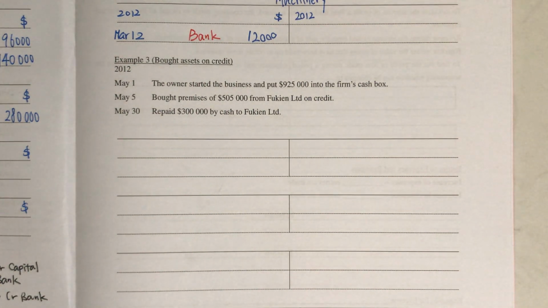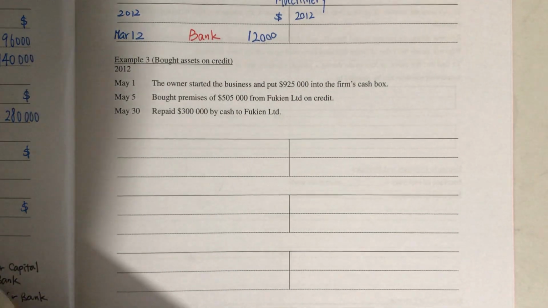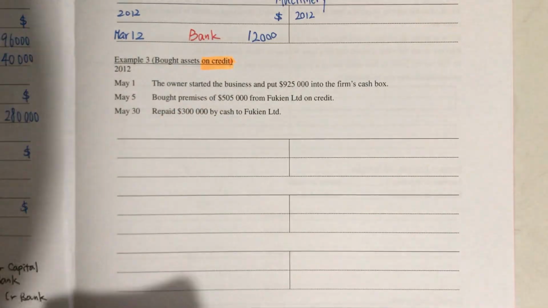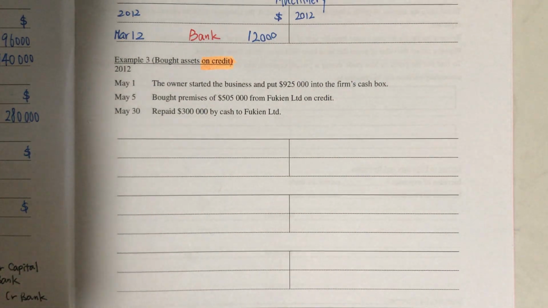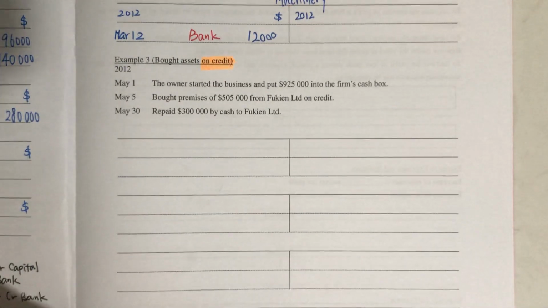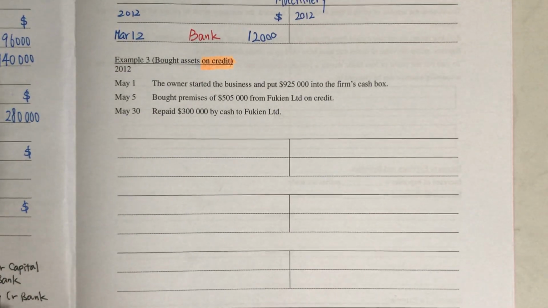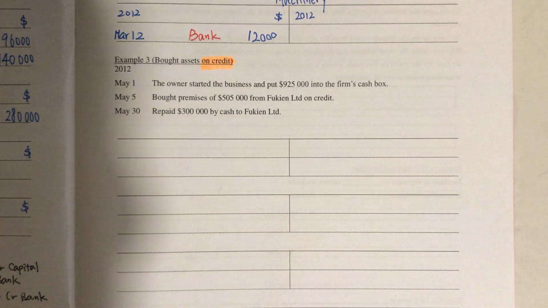Okay, and we'll take a look at example 3. It is about buying assets on credit. This is a new term for all of you, so please use your highlight pen to highlight the words "on credit". On credit means that we bought the asset but we do not pay by cash or by check immediately. We just leave it and pay some days later or some years later.